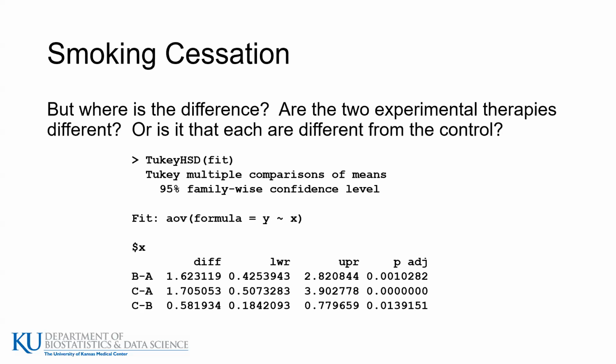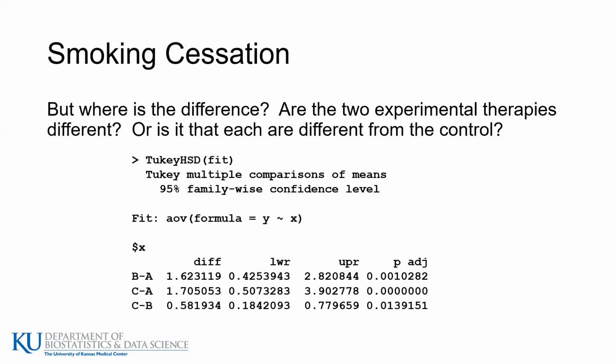So what this does is it tests all pairwise comparisons while also controlling for the type 1 error rate. So it ensures that our type 1 error rate is non-inflated due to the multiple comparisons that I talked about earlier.